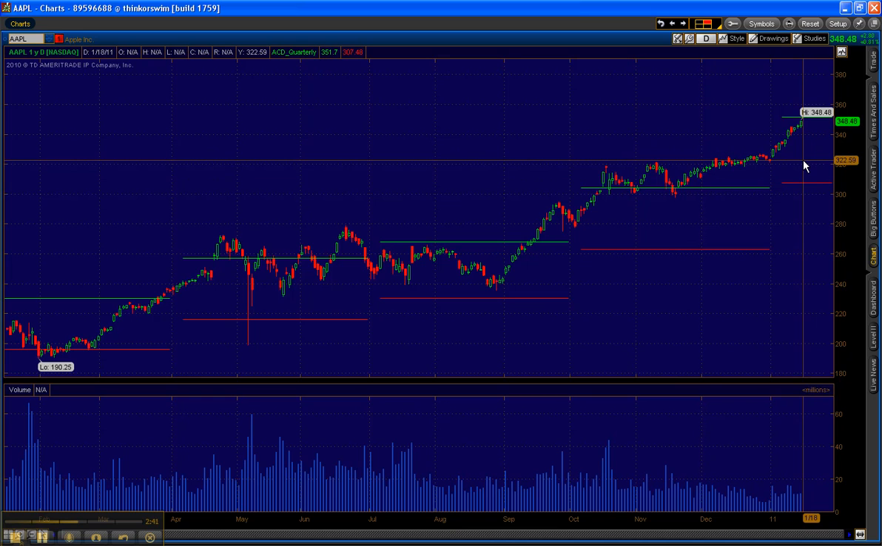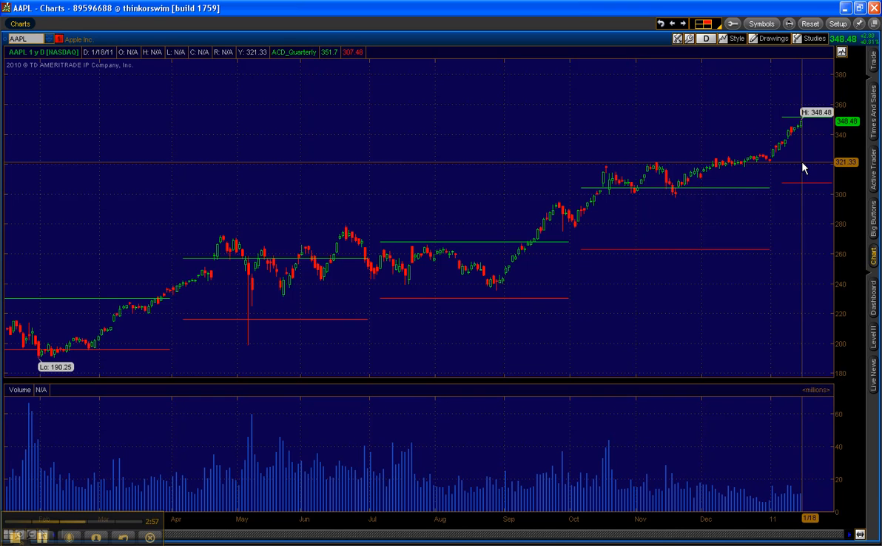Now we may not get there tomorrow, but if that news is a catalyst for a multi-day or multi-week sell-off in the broad-based markets and in the stock, then this is going to be a very important level of interest for us.